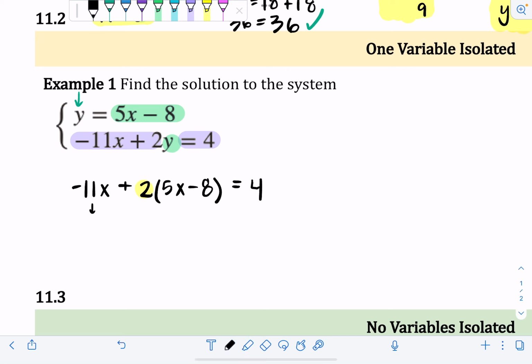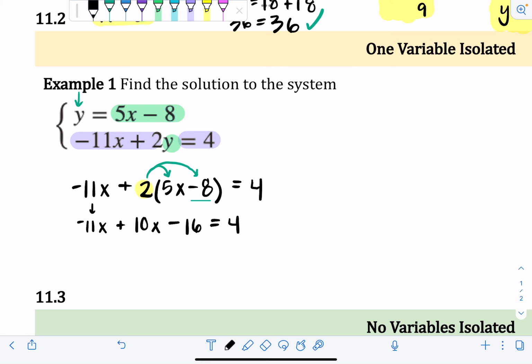So I would bring down the negative 11x, and then plus, and if I distribute the 2, it would be 2 times 5x, which would be 10x. Just do 2 times 5, and then the x kind of tags along. And then 2 times negative 8. A positive times a negative is a negative, so this is going to turn into a minus. And 2 times 8 is 16. So minus 16. And then bring down the equal sign and the 4.